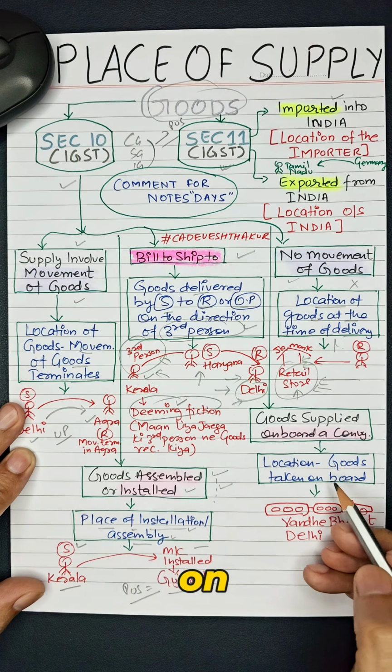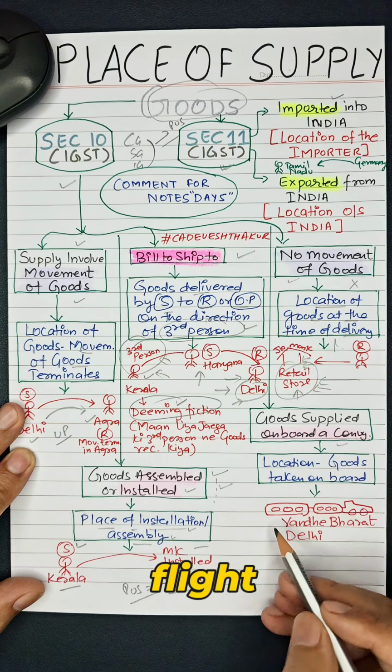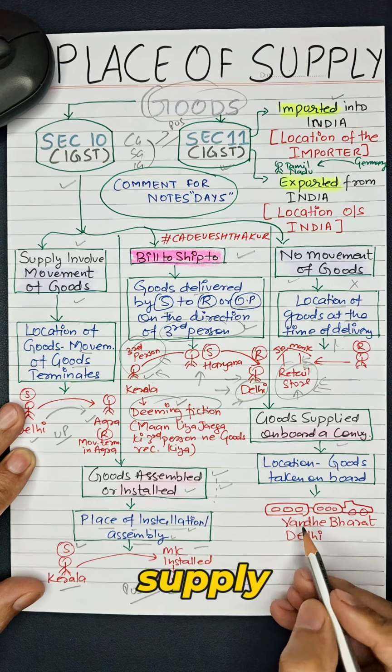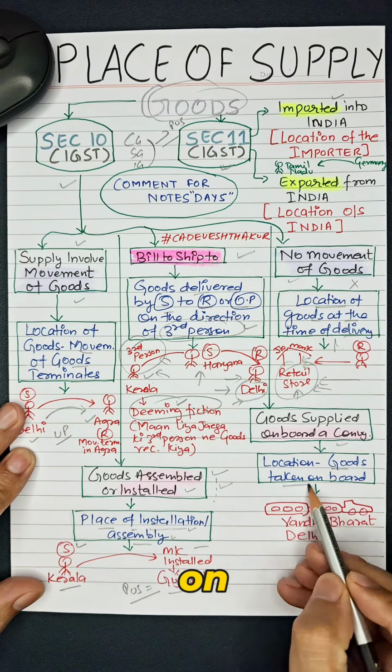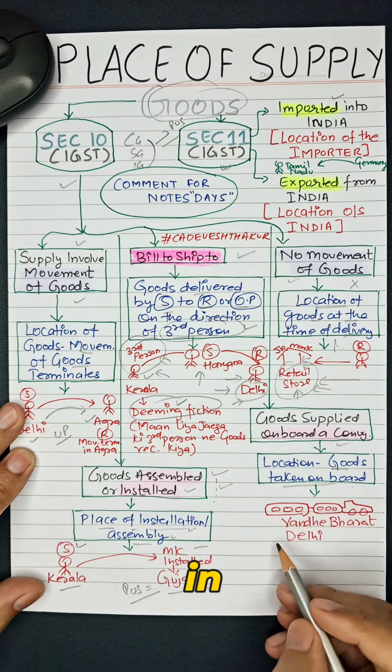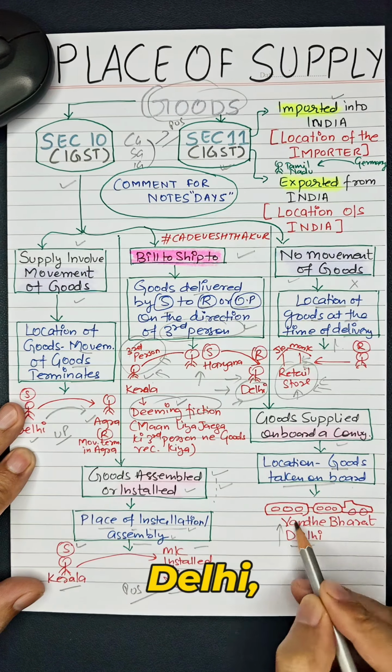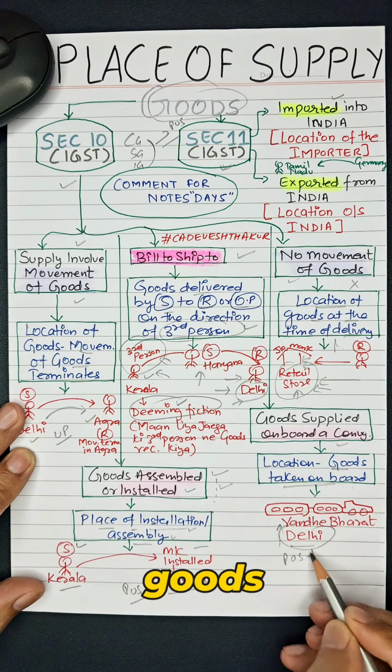When goods are supplied on board a conveyance, like a train, flight or a bus, the place of supply is the location where the goods are taken on board. For example, snacks supplied in a Vande Bharat boarded in Delhi. So the place of supply would be Delhi, where the goods were loaded.